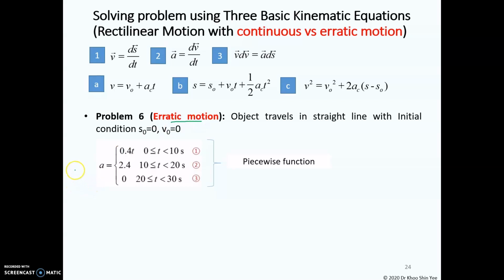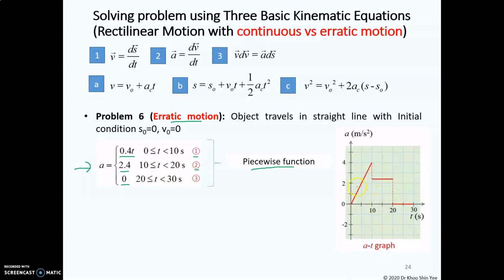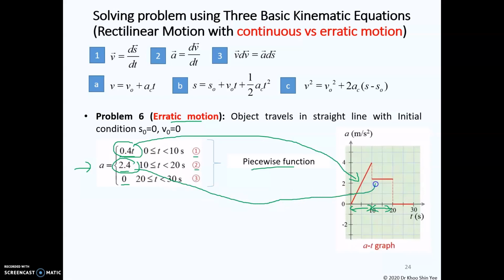For the erratic motion, the motion is expressed in many functions, and in this form we say it's a piecewise function. You can see the equation is equal to 0.4t for the first time interval from 0 to 10 seconds, and acceleration is equal to 2.4, which is the constant at second time interval 10 to 20 seconds. Lastly, acceleration is 0 at 20 to 30 seconds. So when you plot the graph for the time interval 0 to 10 seconds, then we use the formula 0.4t to plot it. Then you continue for the second interval within 10 to 20 seconds by using the second equation here, which is a constant. Lastly, you have 0 from 20 to 30 seconds. So you see the motion is discontinuous at these 2 points as well as here. So this is called erratic motion.